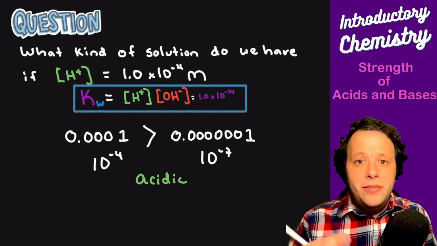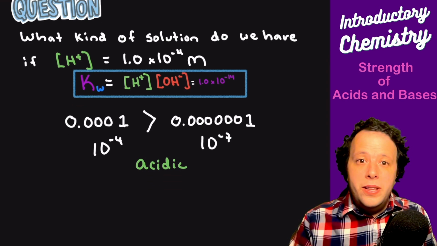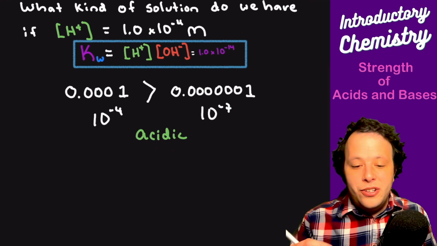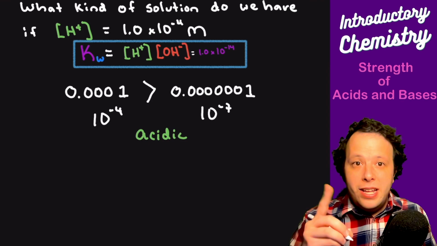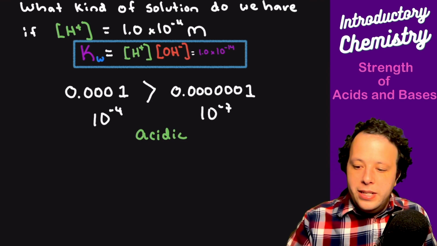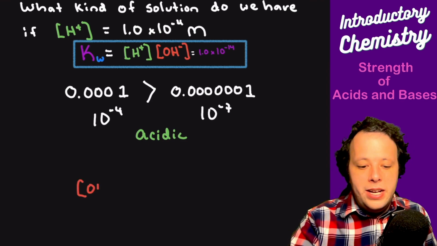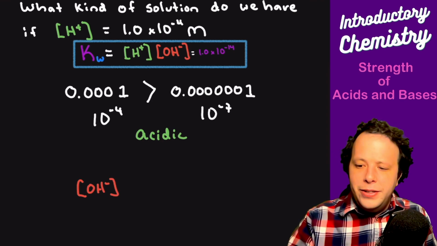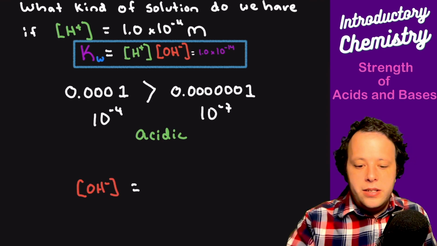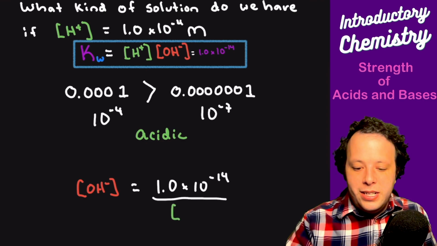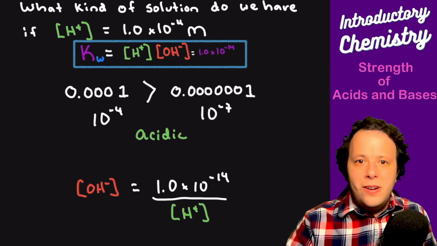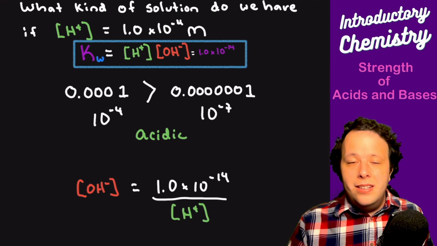Now, if I ask you a follow-up question, how do you figure out what the hydroxide concentration is? Well, if you had to do that, we could rearrange that equation up there. And we could essentially say that, all right, well, I have OH minus. I'll divide the H plus from the other side. So 1.0 times 10 to the negative 14, divide that by the H plus concentration, and we could figure out what the OH minus is. So let's plug in our number.